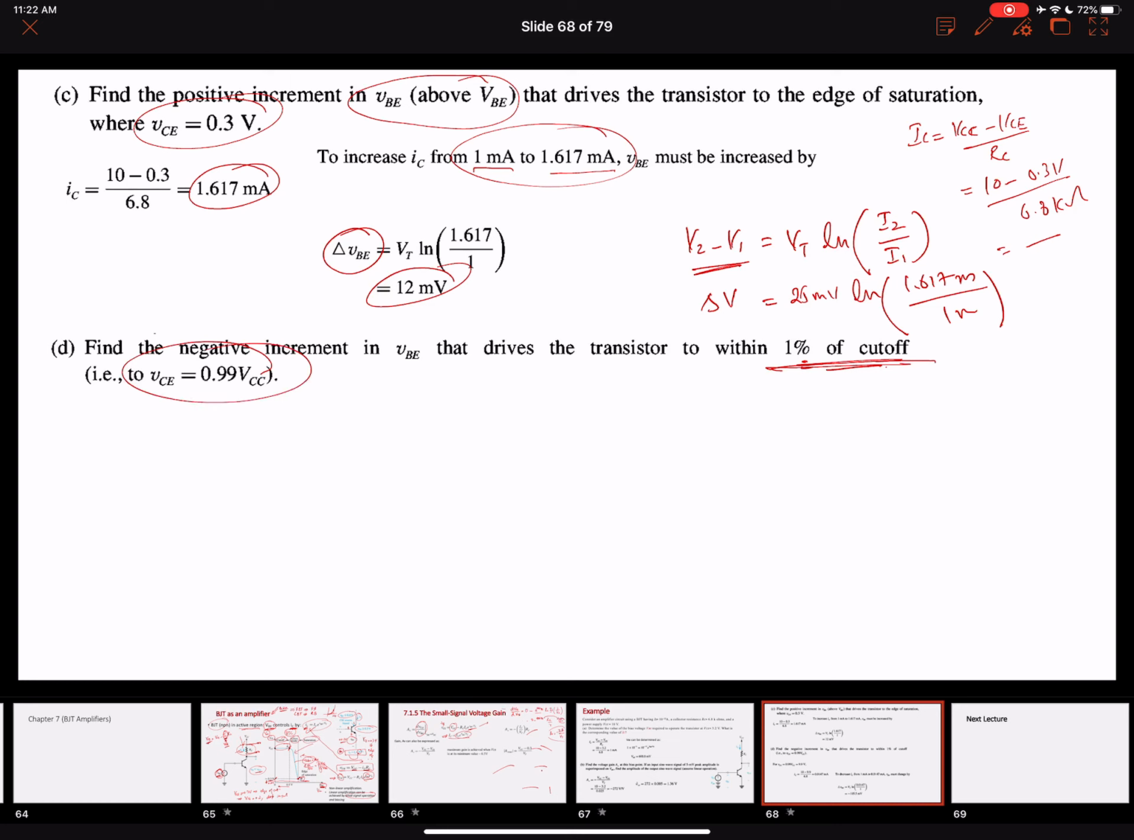I'm going to do exactly the same thing now. Your collector current IC will be equal to 10 volts minus 0.99 volts divided by the resistance 6.8. VCE, no, sorry, your VCE should be 9.9 volts, not 0.99 volts, 9.9 volts, right?